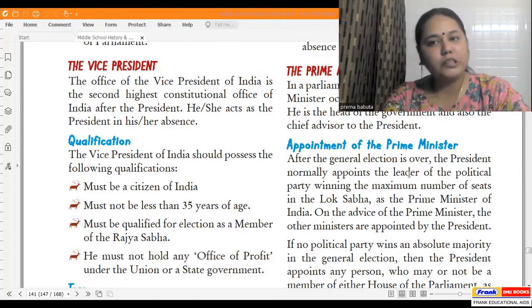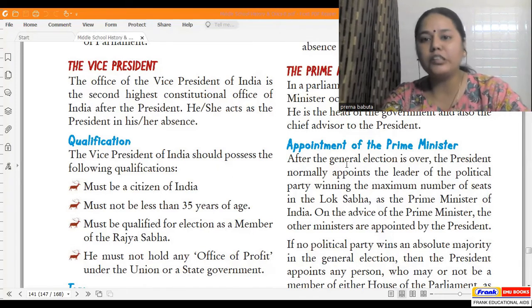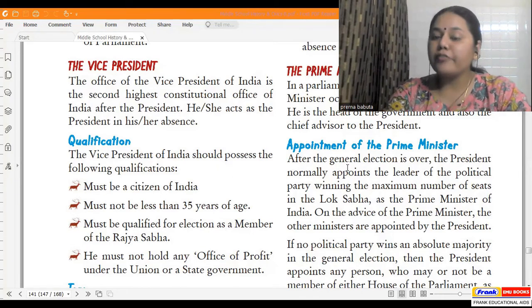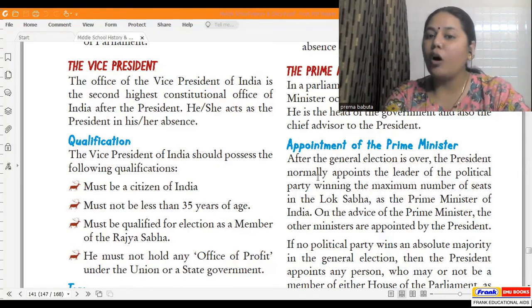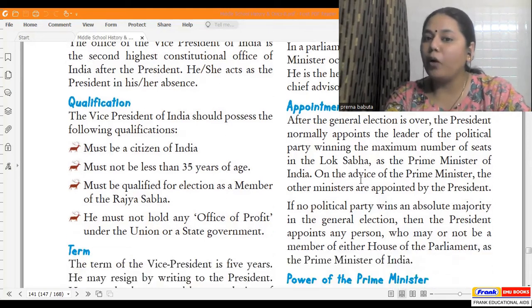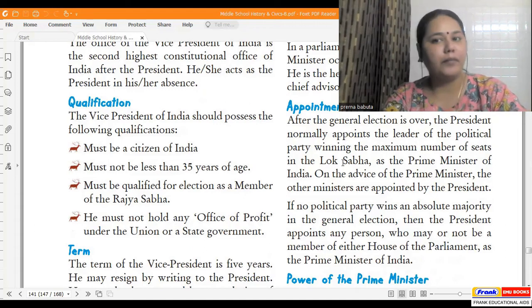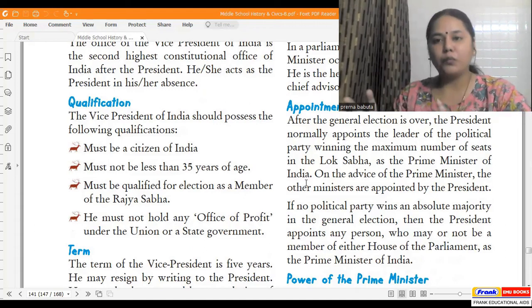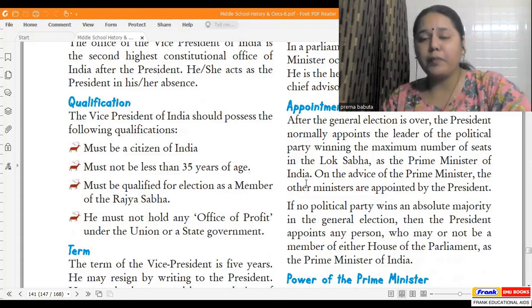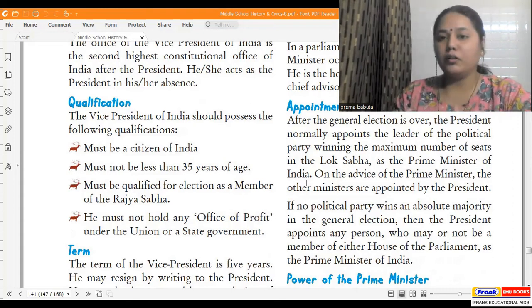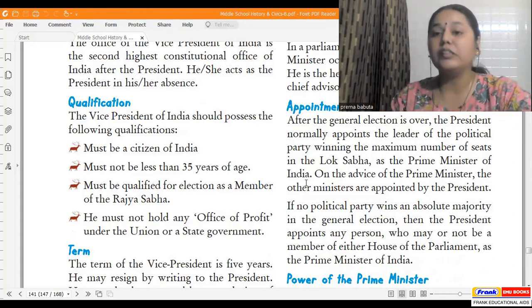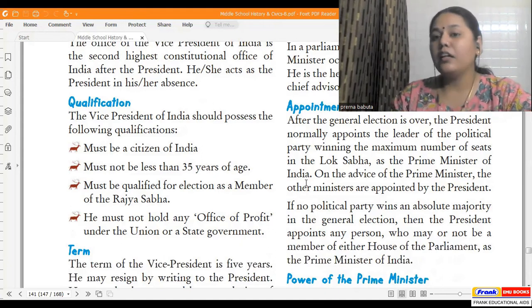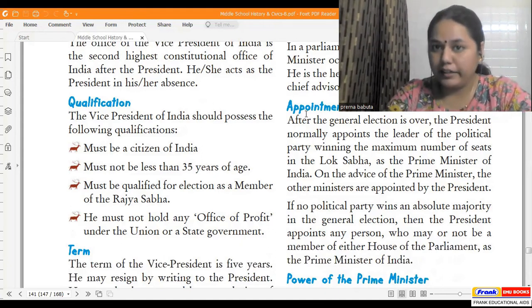Now, how is the prime minister appointed? So we all know about this, but we'll just have a quick look at this. So after the general elections are over, the president normally appoints the leader of the political party winning the maximum number of seats in the Lok Sabha as the Prime Minister of India. So whichever party wins the elections, the head of the party basically, or someone whom the party also feels, is elected as the Prime Minister of India, right? All right, so moving ahead.